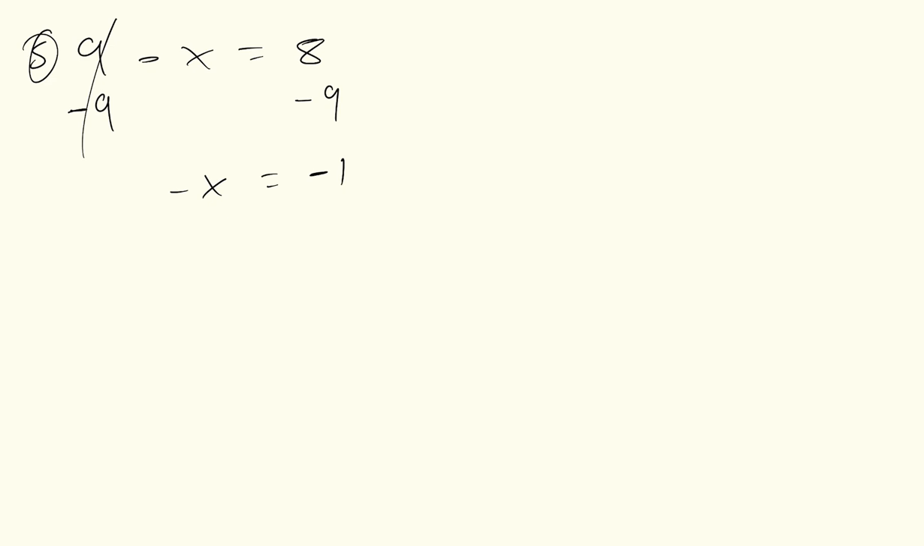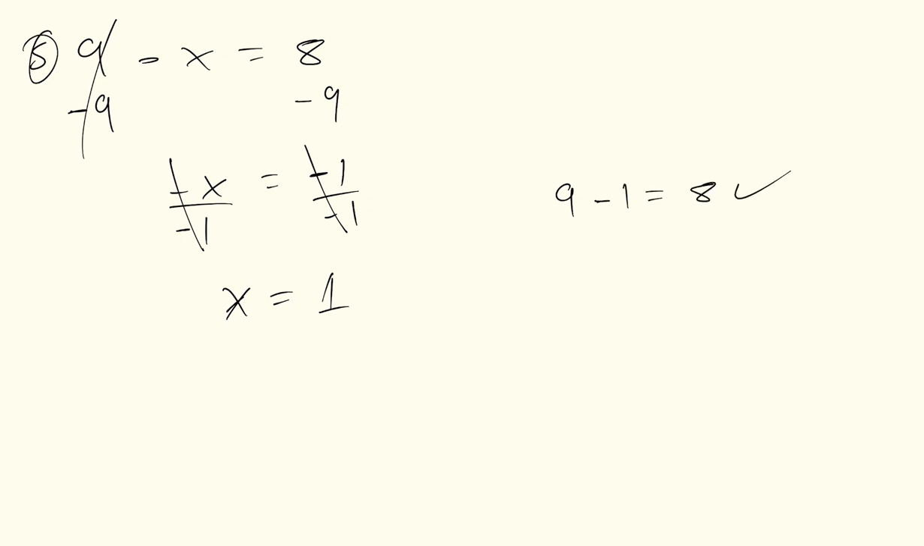Now that negative in front is a negative 1, and it's really a multiplier. So the opposite of multiplying is dividing. If we divide by negative 1, that cancels, and we're left with x is equal to 1. And then if we want to check, 9 minus 1 does equal 8. And that's your answer. Let's try a different example.